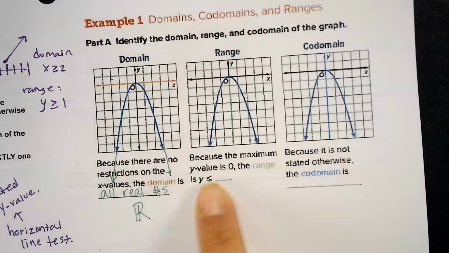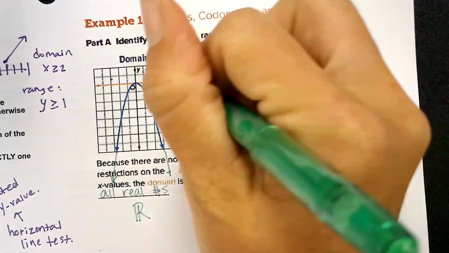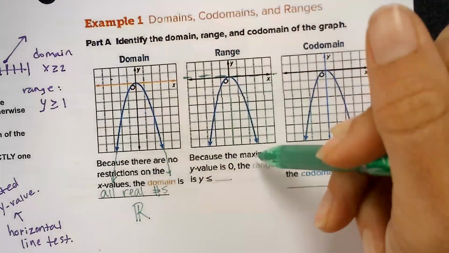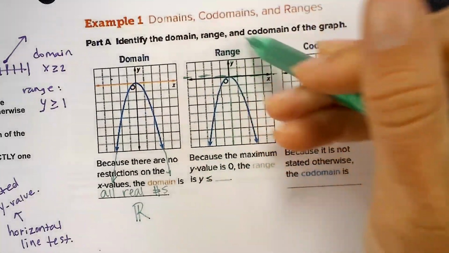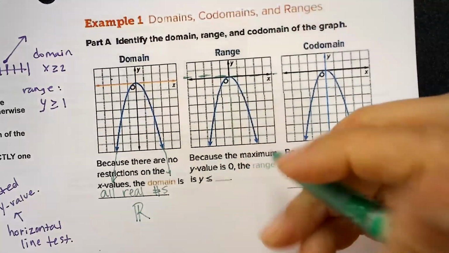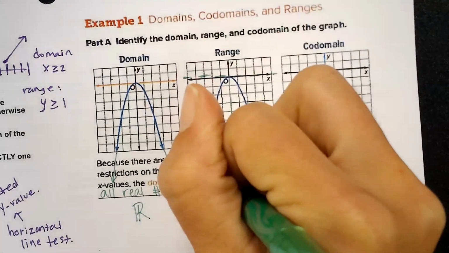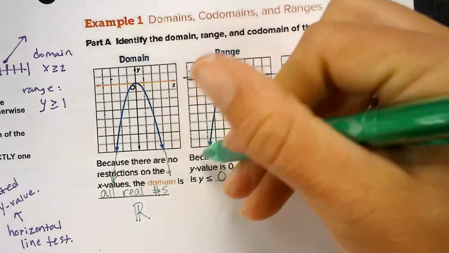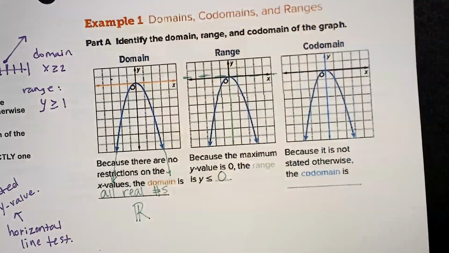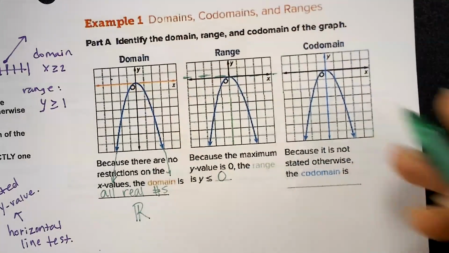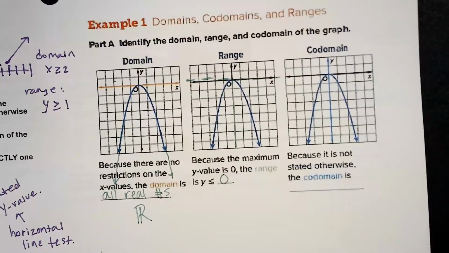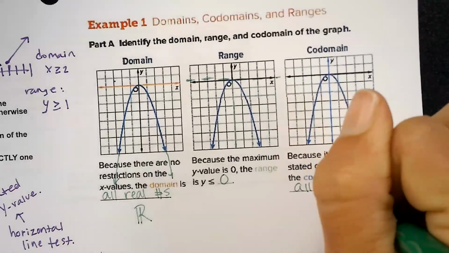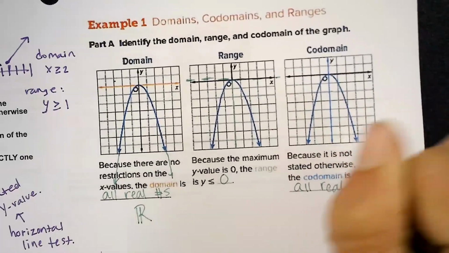Okay, the range. The graph here is never going to go above 0. It's a parabola and it turned right there. So it's not going to ever come back up here to the positive numbers. So the range is y is less than or equal to 0. It starts at 0 and then it's everything down from there. The graph goes down. The codomain, because they didn't state it otherwise, I told you if they don't state it otherwise, it's always going to be all real numbers, or use that R again.